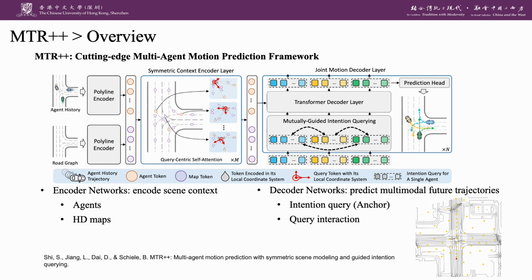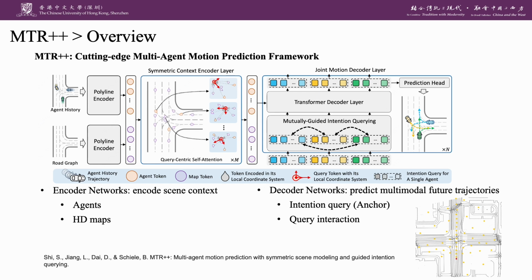At first, let us briefly review MTR++. Given past states of agents and road maps, an encoder network encodes scene context and generates scene tokens. Specifically, query-centric self-attention is adopted. For each query token, it first converts everything to the query's local coordinate system and then utilizes the KNN algorithm to collect K neighbors, which serve as keys and values. This symmetric encoding of scene context allows the encoded features to be used for predicting the motion of any input agent. After scene encoding, a motion decoder network is adopted to predict multimodal future trajectories.